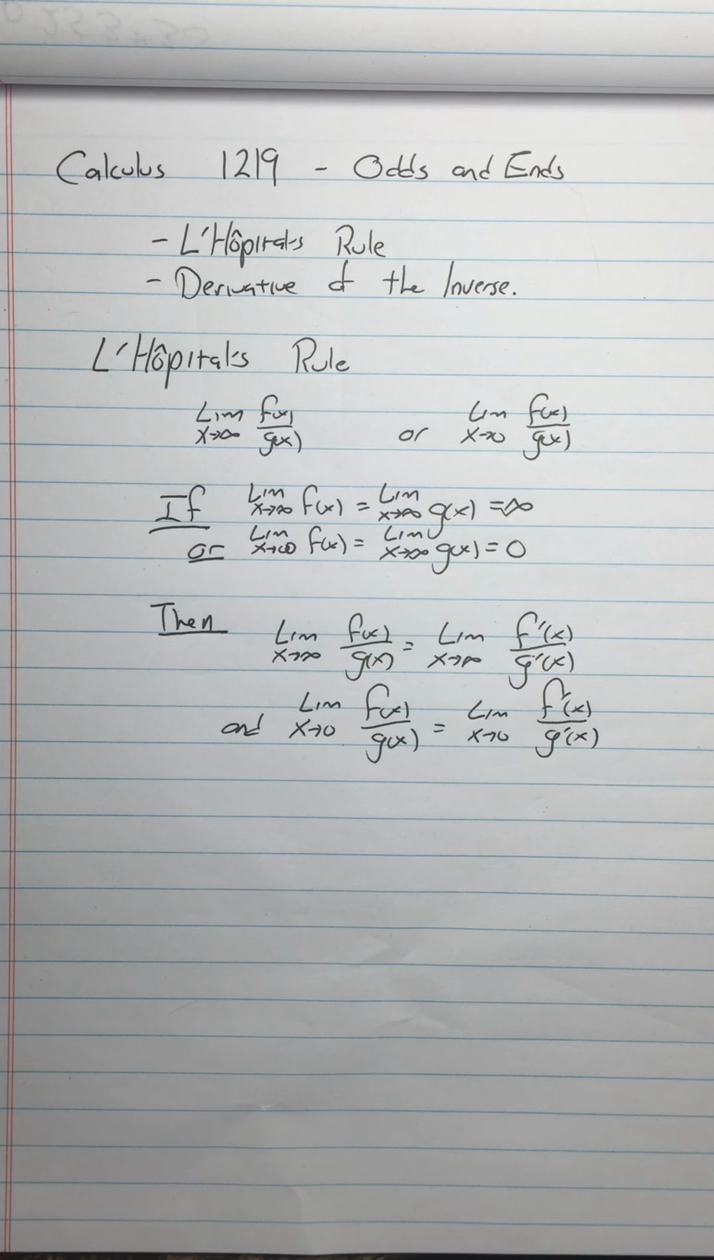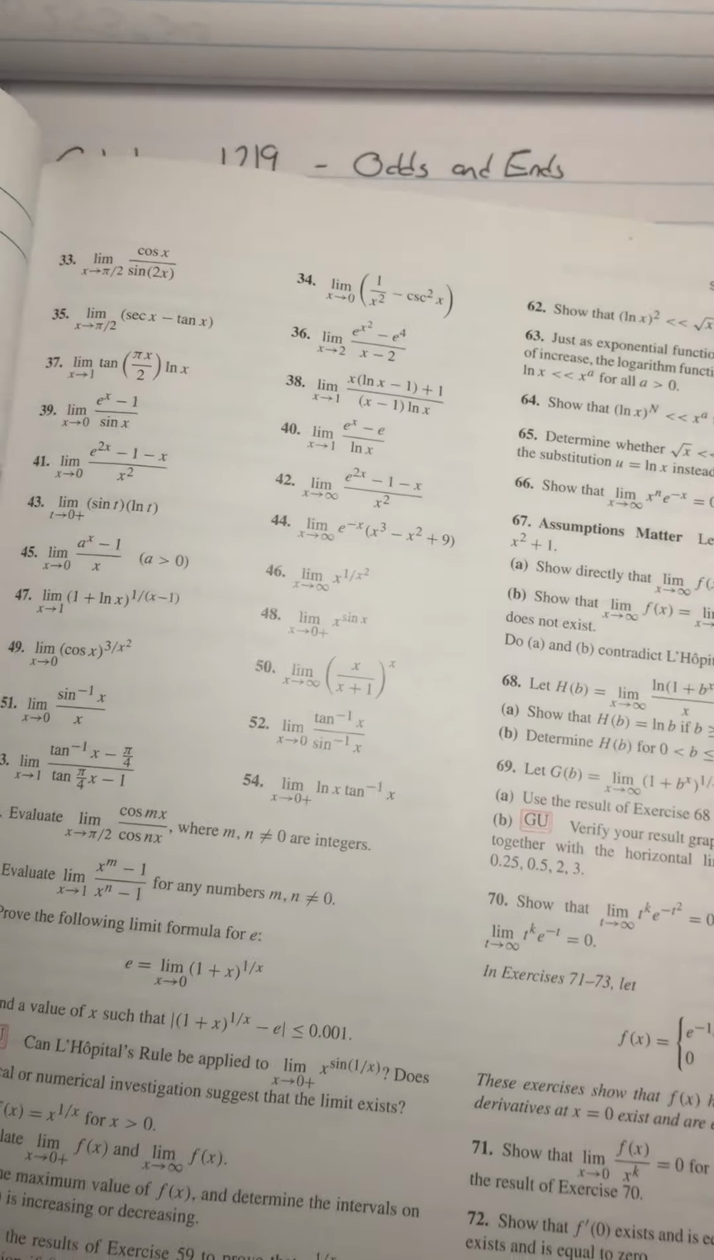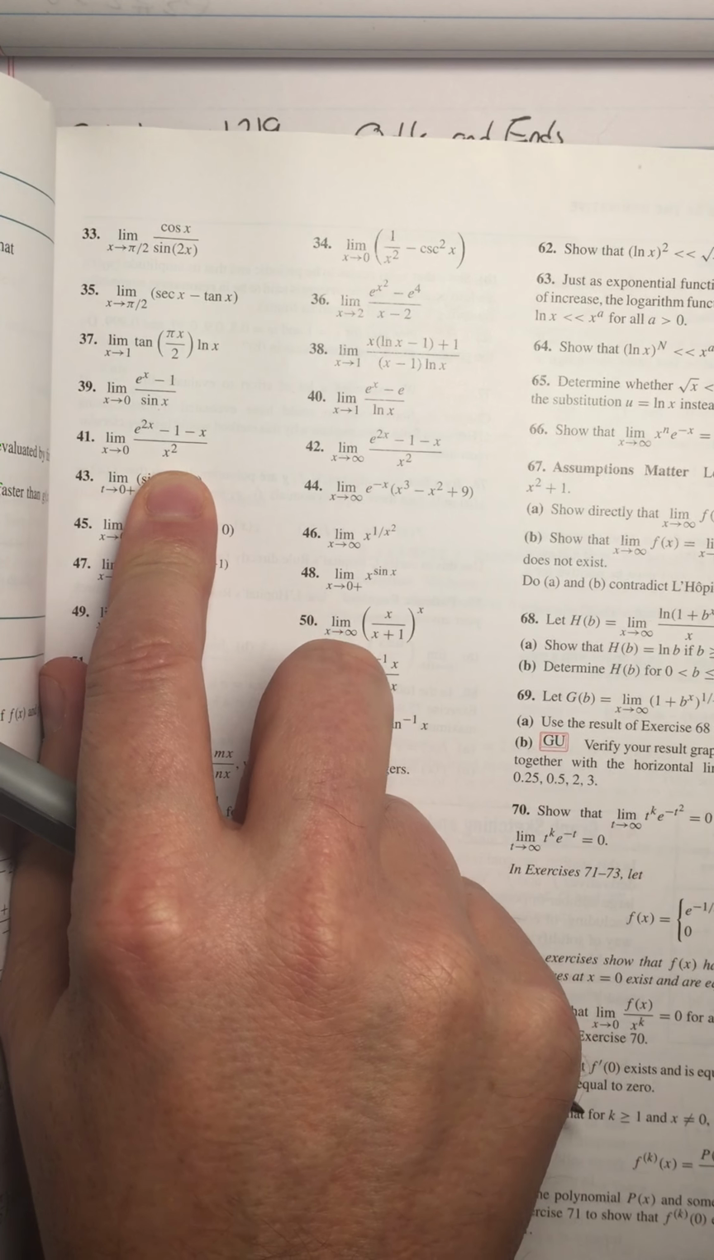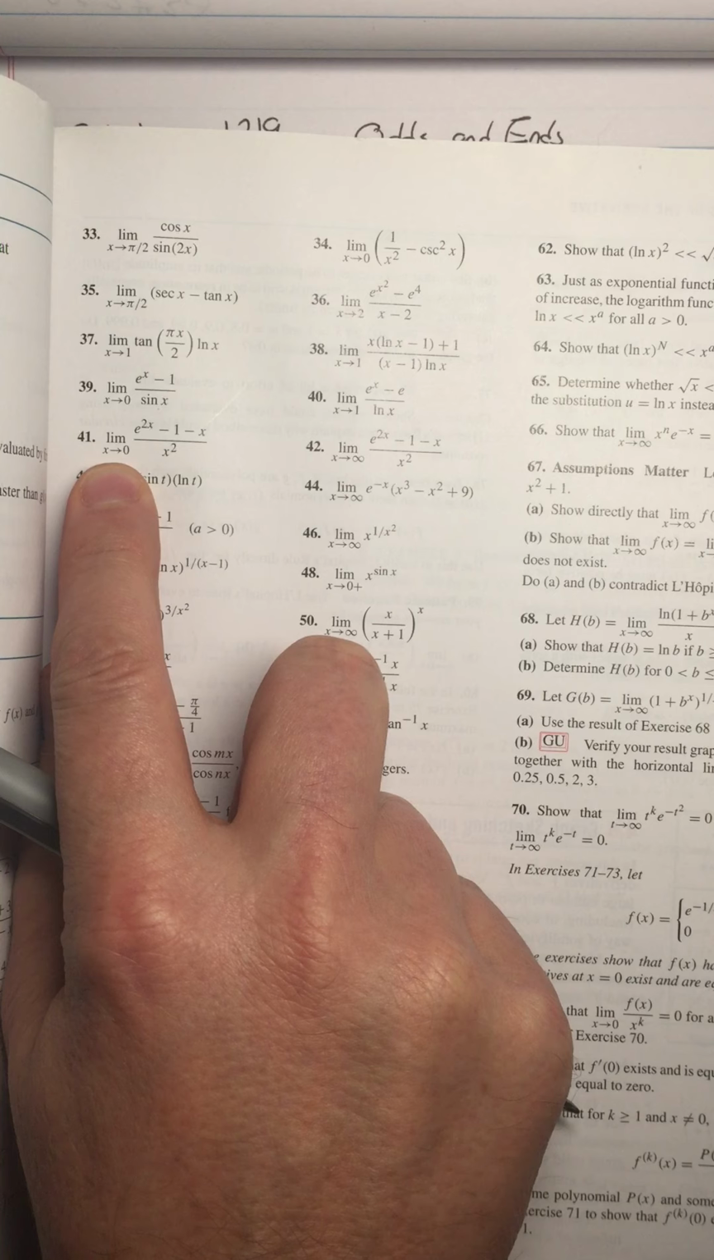He came up with this idea that it's for dealing with limits of ratios, limit as x approaches infinity or limit as x approaches 0 of a ratio that turns out to be undefined. I guess what would be helpful is to really look at what kind of problems we're talking about. So let's look at some examples like this one: e to the 2x minus 1 minus x over x squared. So this is a limit as x approaches 0.